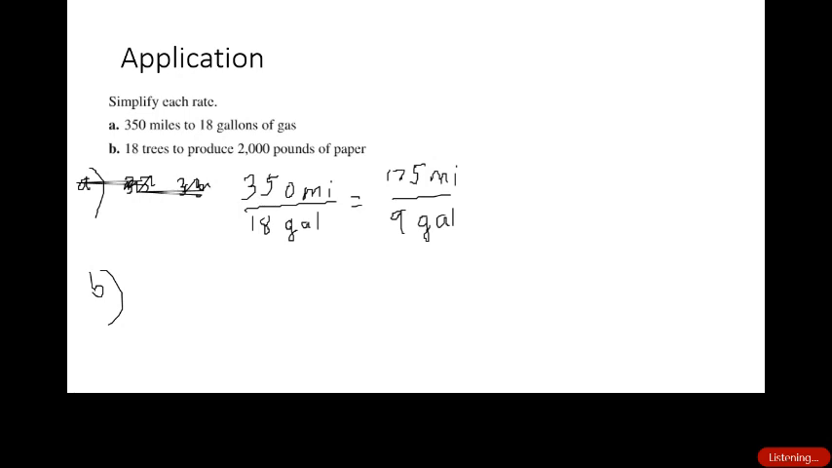Okay, so for the next one, there are 18 trees needed to produce 2,000 pounds of paper.